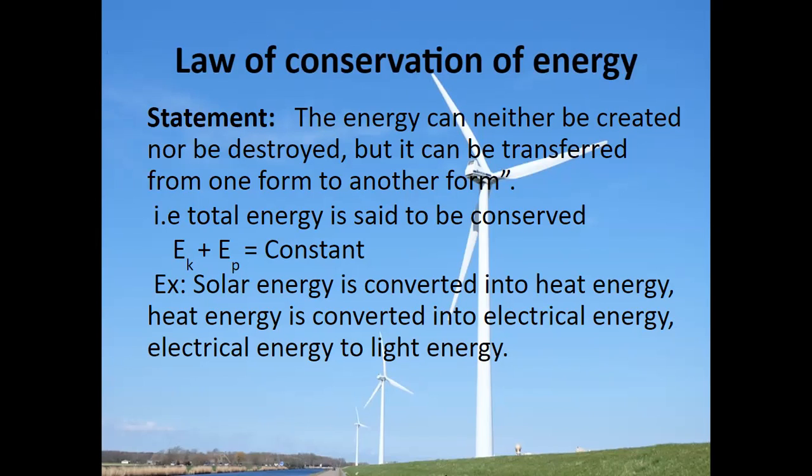For example, solar energy. The solar energy is already present in nature. That solar energy is converted into heat energy, and again that heat energy is converted into electrical energy. That electrical energy is converted into light energy. Here we are converting one form of energy to another form of energy. But we cannot create a new energy and we cannot destroy the complete energy that is present in nature. This is known as the law of conservation of energy.